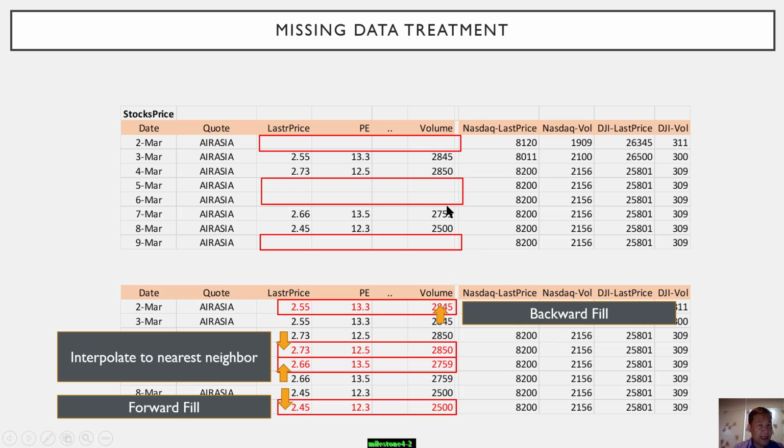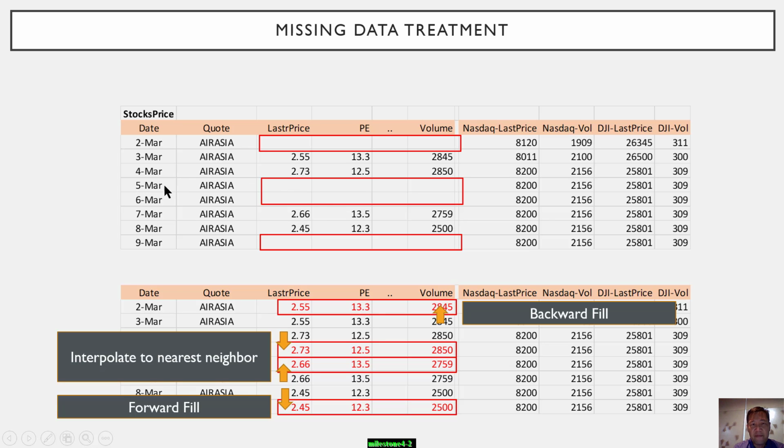Then we're going to deal with missing data. Missing data are caused by the data source itself being incomplete on certain days, for certain values. So there are 3 techniques that I use here. First step is we're going to treat the intermediate missing data first. For intermediate, we use nearest interpolation to the nearest neighbor.